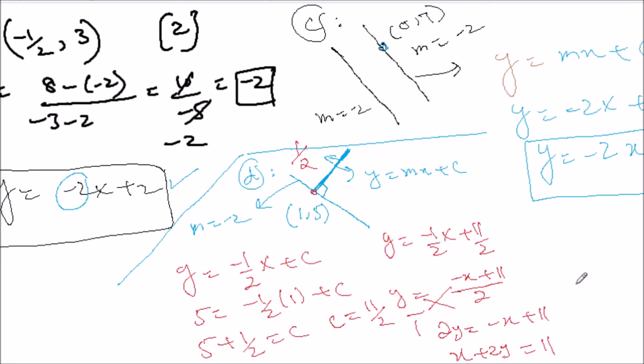They want the equation in this form. If you see the question, they say to show the answer in this form: ax plus by is equal to c. So this is your a, which is 1, this is your b, which is 2, this is your c, which is 11. That's the result. And they wrote that a, b, c are integers, so they can be negative or positive. In both cases they are correct.